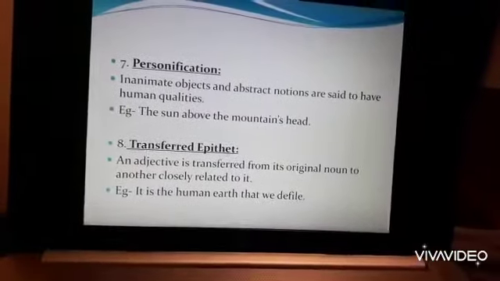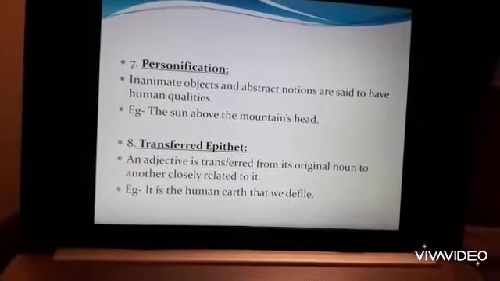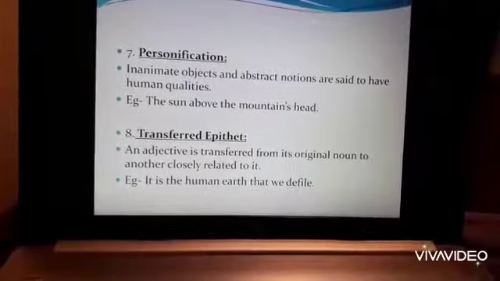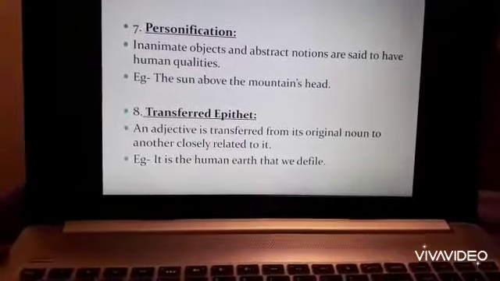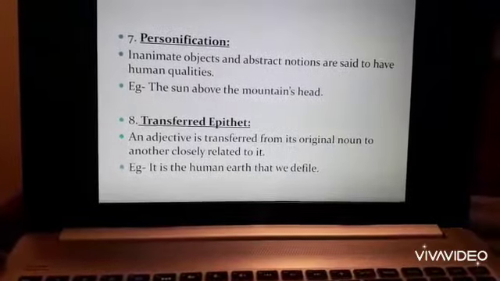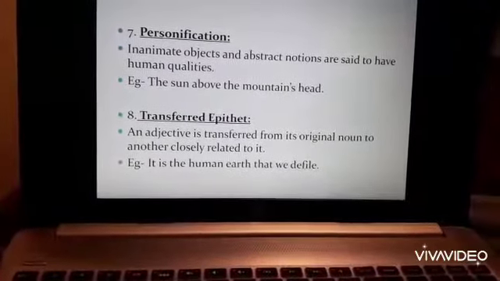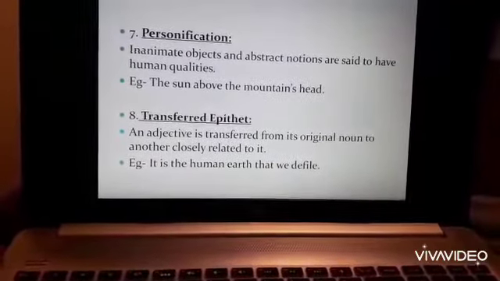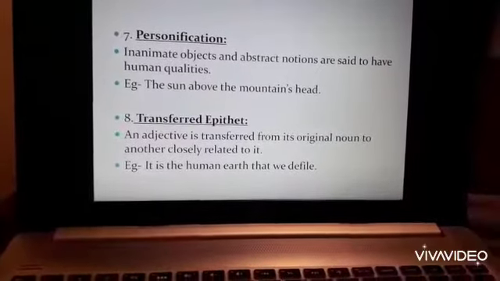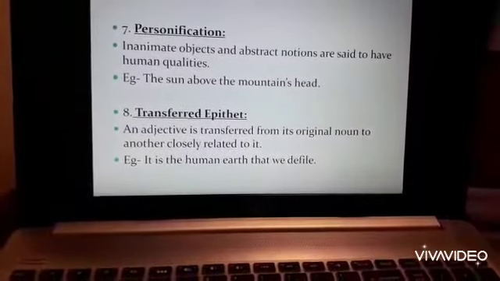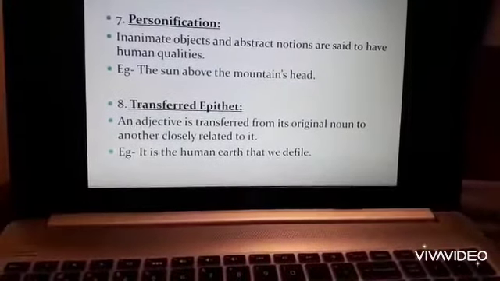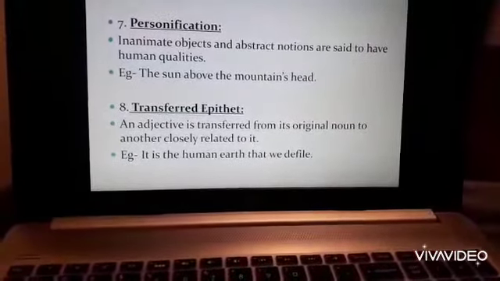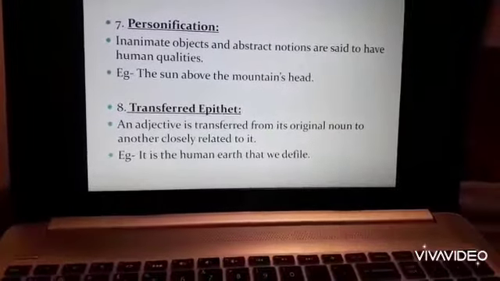Moving forward to the seventh one, that is personification. Now what is personification? Here, inanimate objects and abstract notions are said to have human qualities. Now the poet has used some abstract nouns which have some human qualities, which comes under the example of personification.